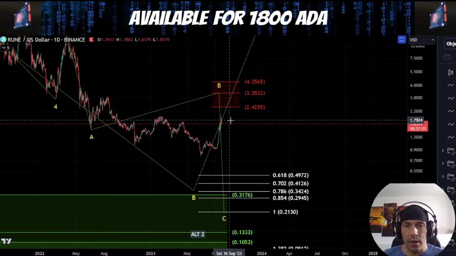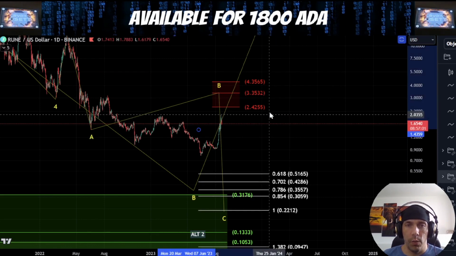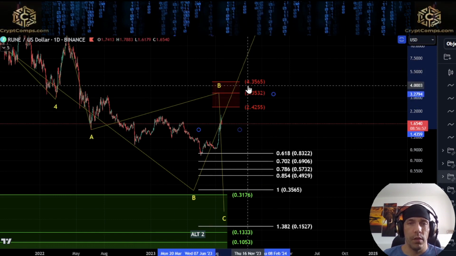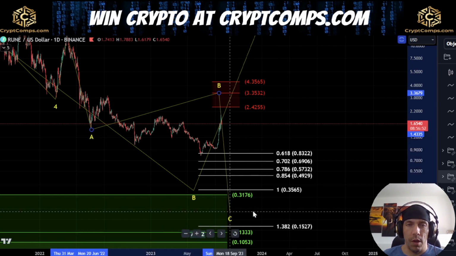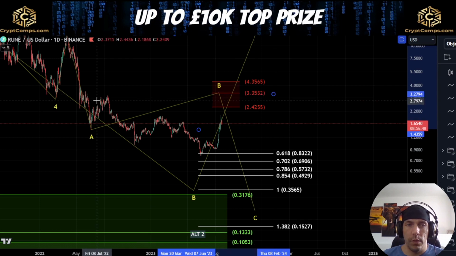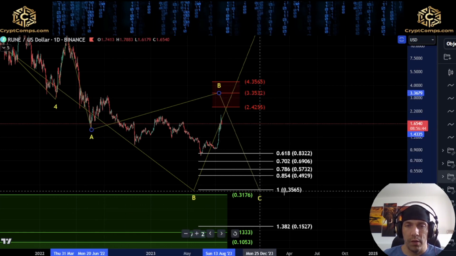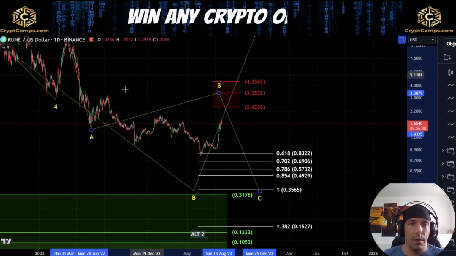If we do see something like this, depending on how high we come here, like I said, if we form this as a flat correction, we could look to push up into this higher red target box, this $4.35 to this $2.42, before seeing this C wave to the downside. In which case, if we did move to this $3.35, this would look to sweep this high here and would also move this 1-to-1 up to this level of this 35.65.